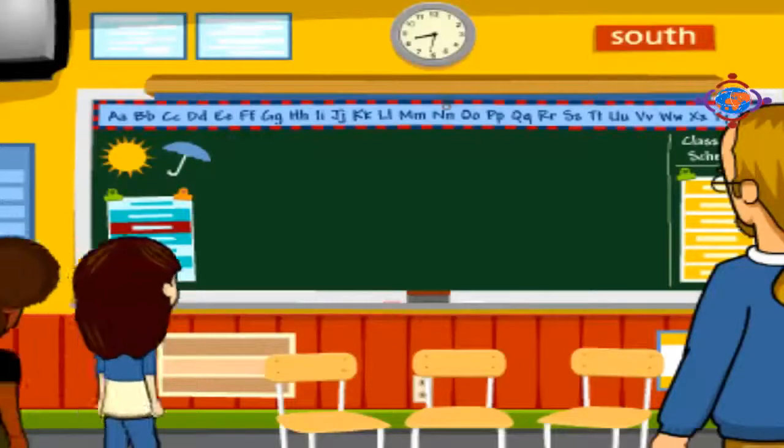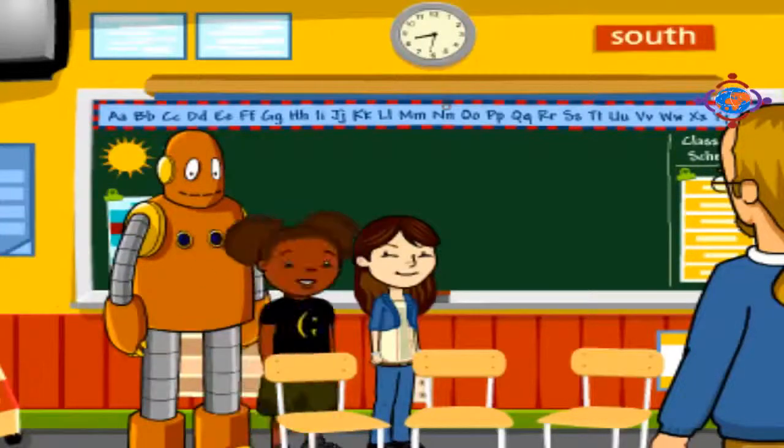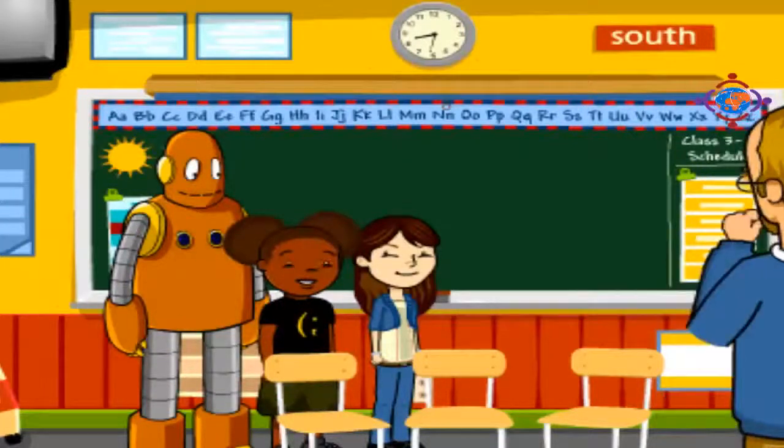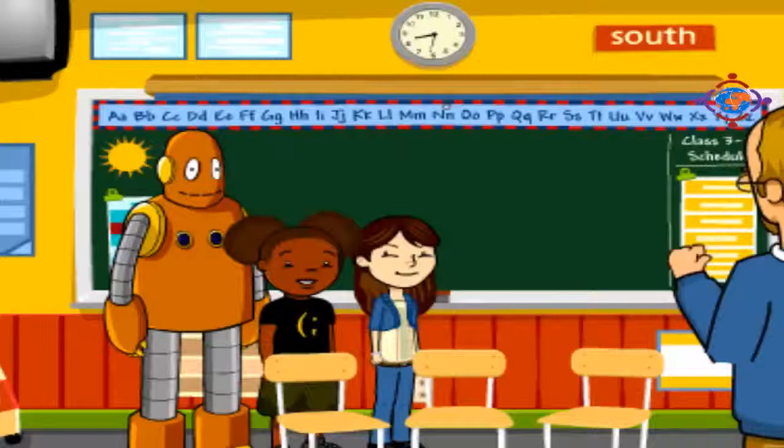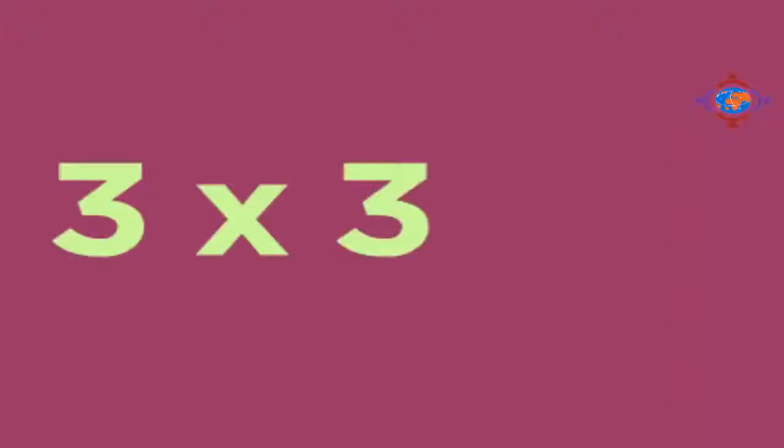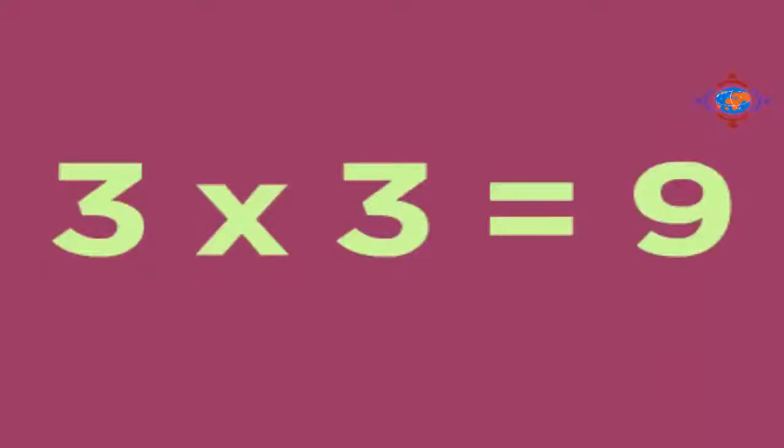The teacher is assigning seats. There are 3 seats and 3 students. What are the possible combinations? 3 times 3 is equal to 9.